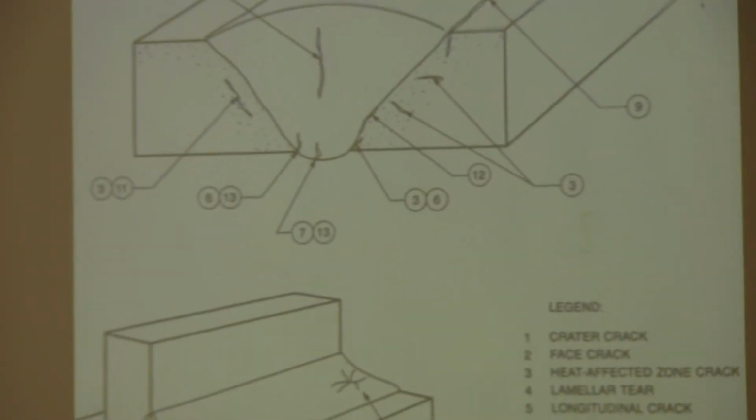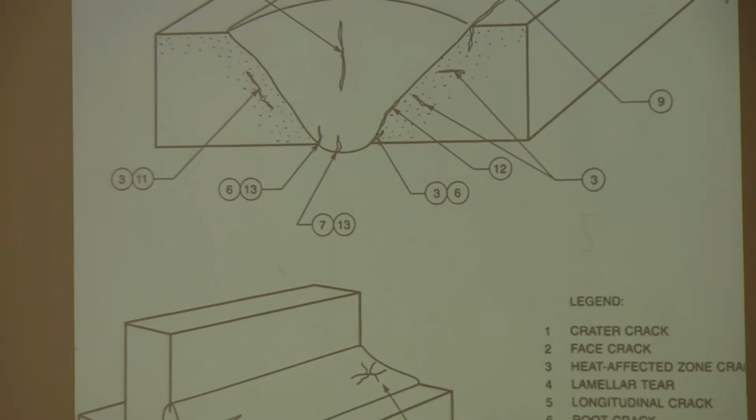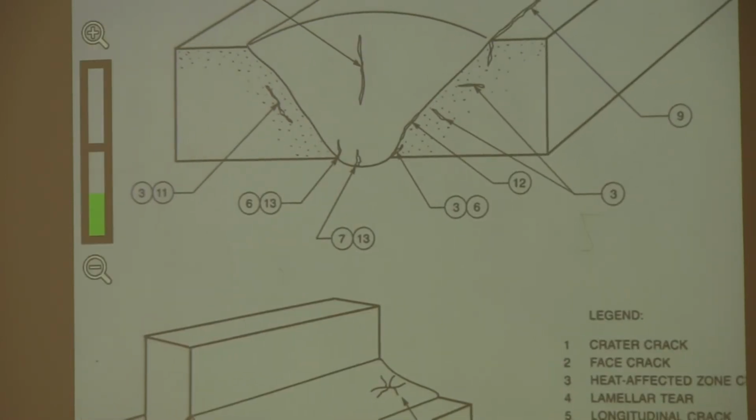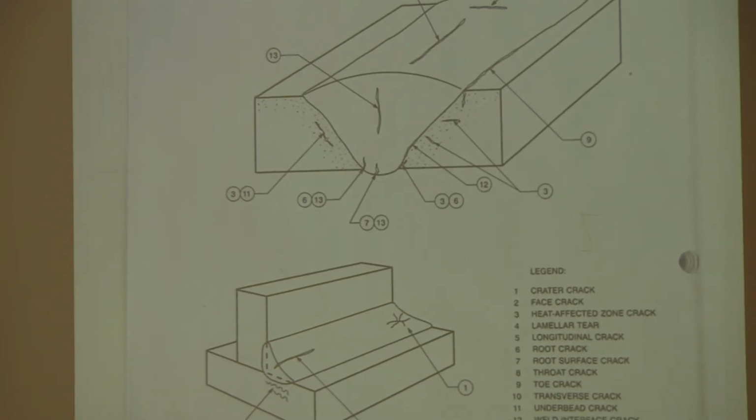Cracks, we talked a lot about cracks in metallurgy. Cracks are unacceptable. And there's a variety of types of cracks. You can have centerline cracks. You can have cracks along the edges. There's all different kinds of cracks, but basically the most important thing is that cracks are unacceptable according to the codes.